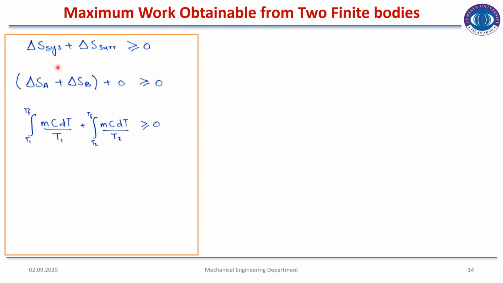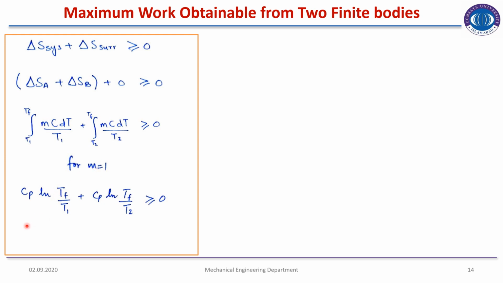So now we are calculating the value for the entropy. Change of entropy of the system plus change of entropy of surrounding. Due to insulation, change of entropy of surrounding is equal to 0, and change of entropy of system is del SA plus del SB. So both bodies' changes of entropy are written.